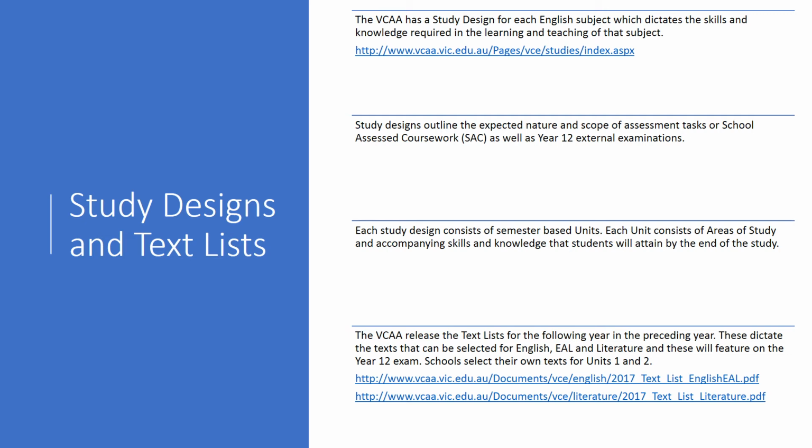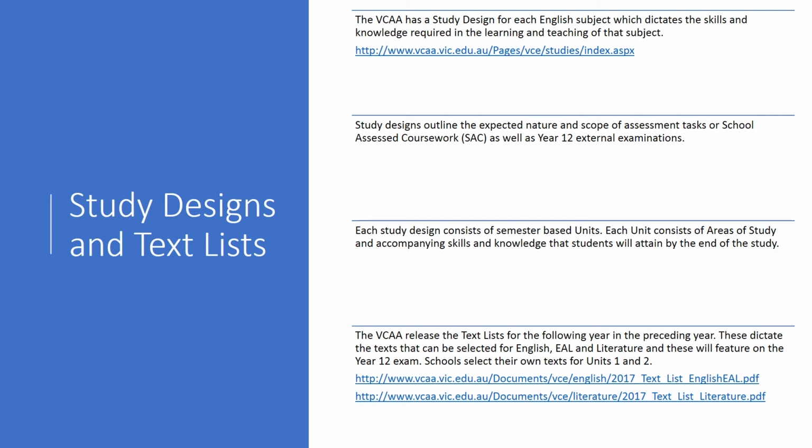The study designs will also outline the nature and the length or the scope of the assessment tasks that the school needs to set. At Year 11 and 12, it is the school that determines the way in which the assessment is conducted, because students at the end of Unit 1 and 2 only achieve a satisfactory, an S, or a not satisfactory, an N. They will sit SACs and will be given the scores, but what actually goes to the VCAA is just this S and N, so the marks don't actually go towards the ATAR score.